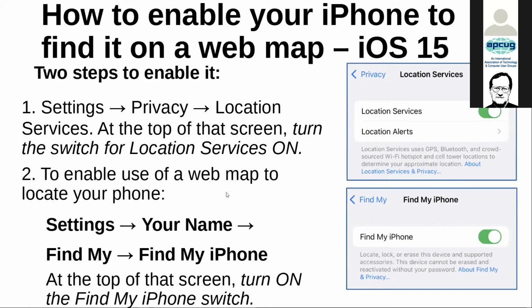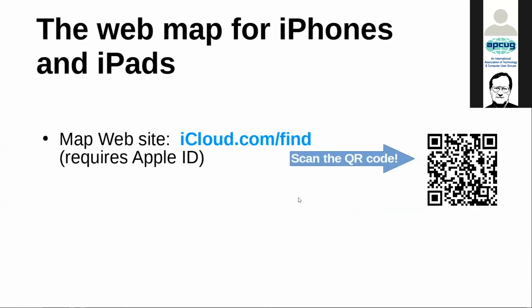Let me back up. Now, the second thing you need to do is enable the phone to be found. Now that Location Services is on, you need to share that with the iCloud site. So here's what you do. Again, in the Settings app, you tap on your name, which is usually at the top. Then under the page that starts with your name, you tap Find My. And then in that page, Find My iPhone. And you can see that depicted on the right here. It has a switch also at the top called Find My iPhone. Turn that switch on. Once you've done that, you're ready.